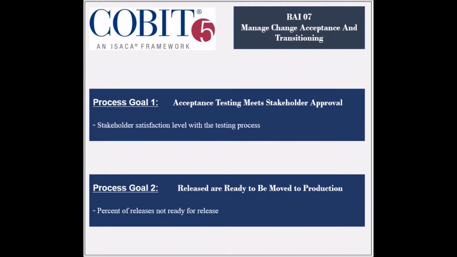The process has four process goals. The first goal is to ensure that the acceptance testing meets the stakeholder approval, and its achievement is measured by the stakeholder satisfaction level with the testing process. The second goal is to ensure that releases are ready to be moved to production, and its achievement is measured by the % of releases not ready as per their schedule.